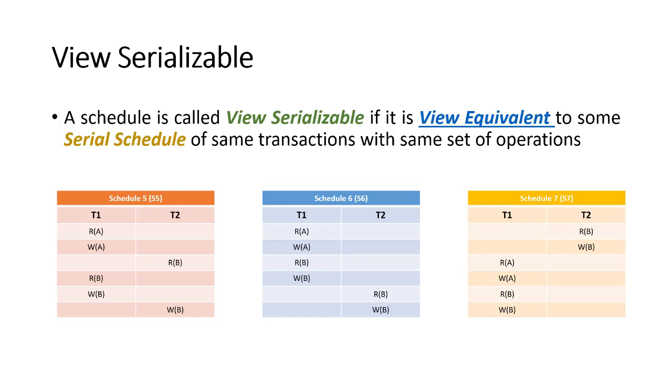Here the data item A is initially read by transaction T1, and data item B is initially read by both transaction 1 and transaction 2. But for a serial schedule, we cannot satisfy that condition. So as we cannot satisfy that condition, we can say that it is not a view serializable schedule.